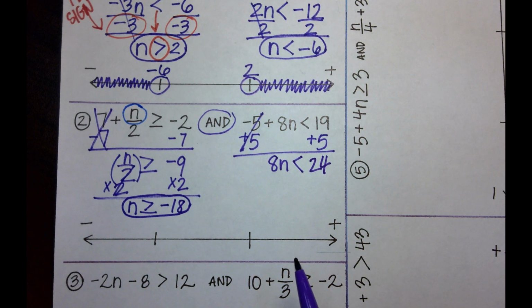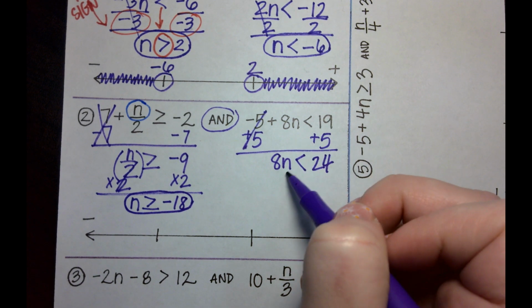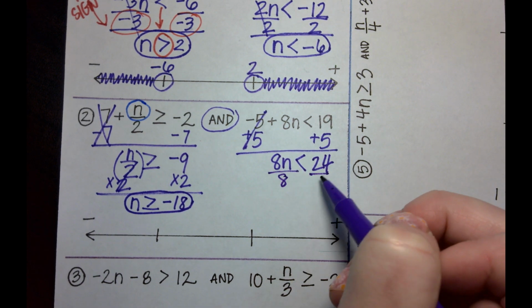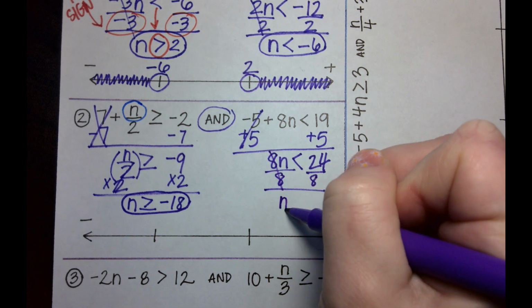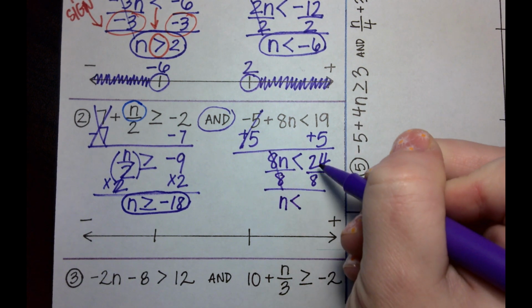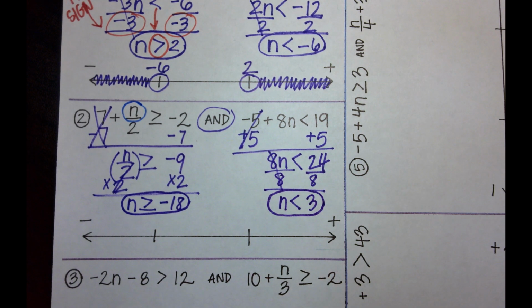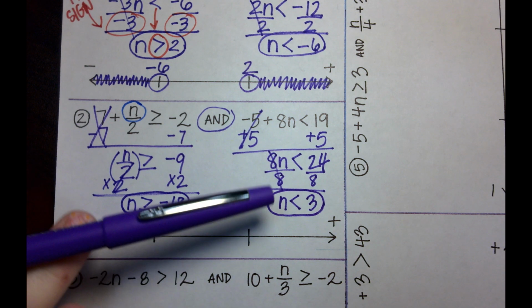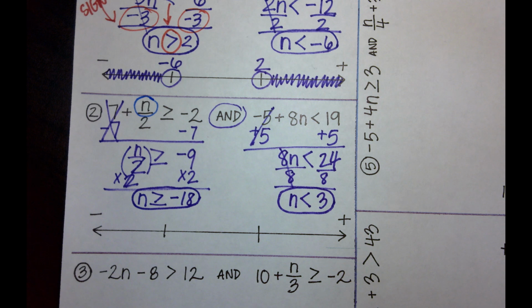Okay. What would my last step be here? Divide by 8. Good. Let's divide by 8. My 8's will cancel. I've got n less than 3. 24 divided by 8 should be 3. Very, very nice. Okay. Any questions on any of this? Anybody get a different answer and they're not sure why?